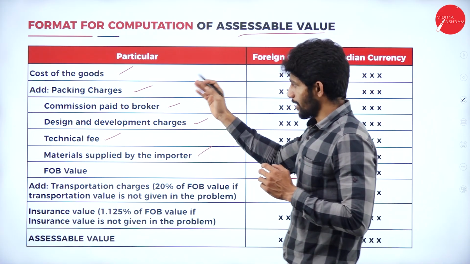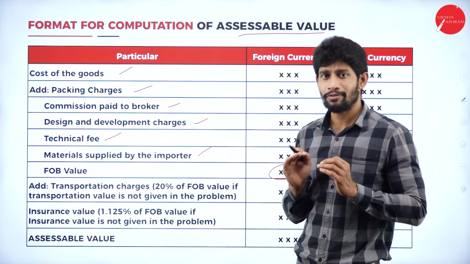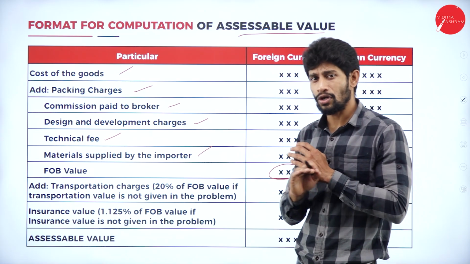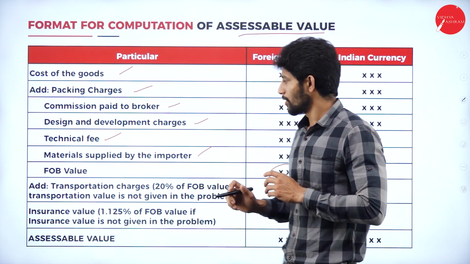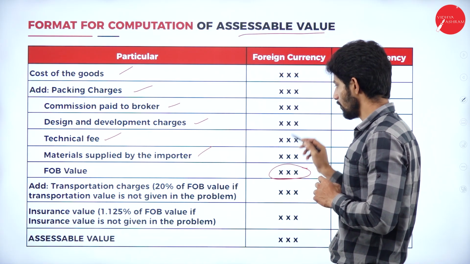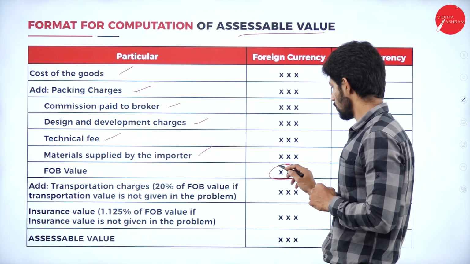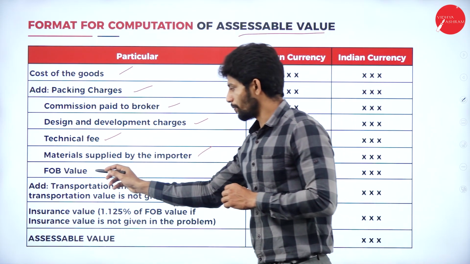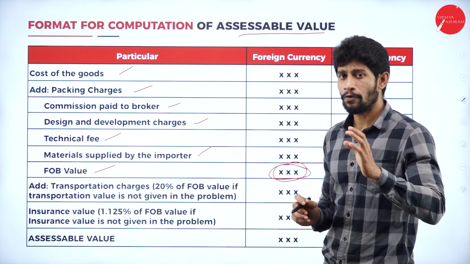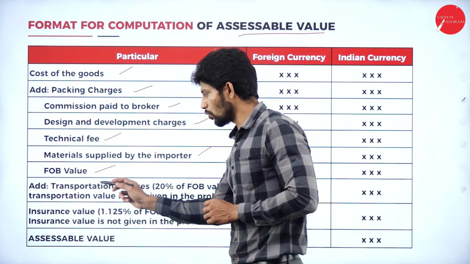Sometimes packing charges will not be given in the problem. If it is given, we will be considering those expenditures. If it is not given, not to worry. So if you add and total it, you will get some total. This total is called what? FOB value.